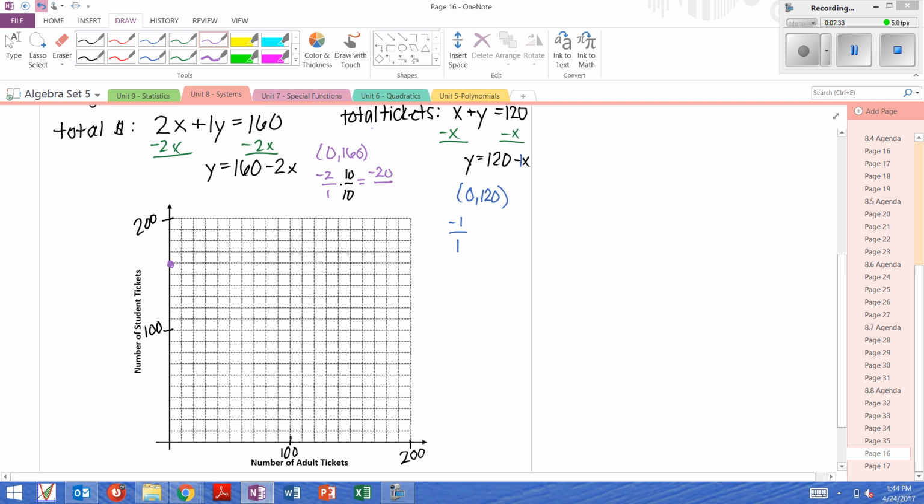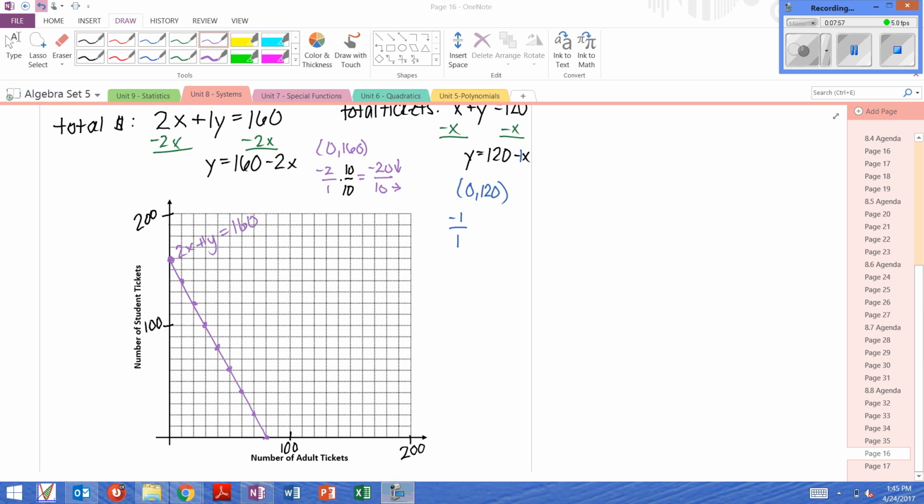So negative 20 over 10. So down 20, to the right 10. And we can do this to make sure the whole graph is covered. And we don't need to actually include arrows on the ends of this because we don't care about negative values. They don't make sense in the context of this problem. So here is my line. Notice how I also labeled it.